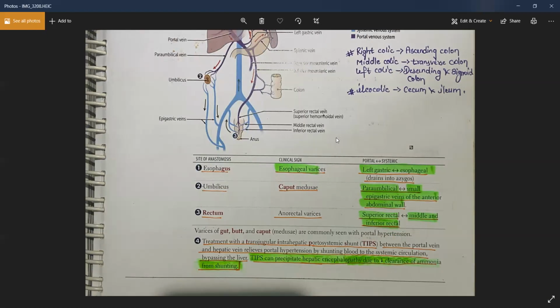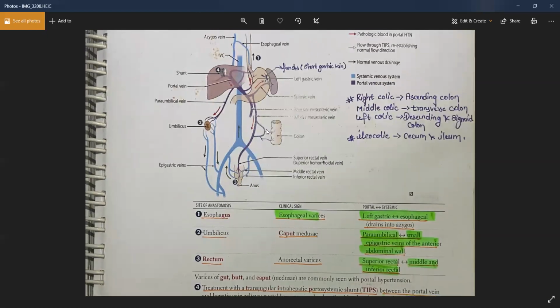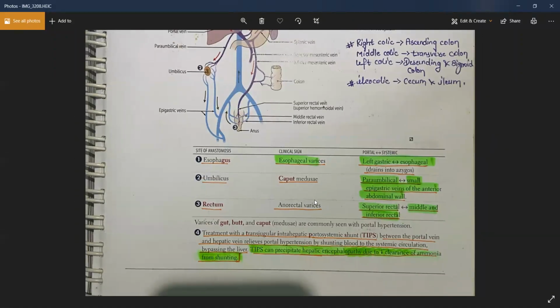Okay, so what is the treatment of portal hypertension? If you're having any blockage in draining the blood, you can make a shunt, where you just bypass these areas. You will form a portosystemic shunt, where you're directly connecting the portal circulation with the inferior vena cava, bypassing the liver.